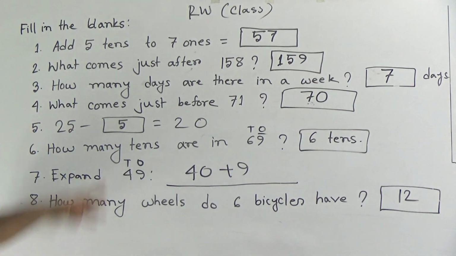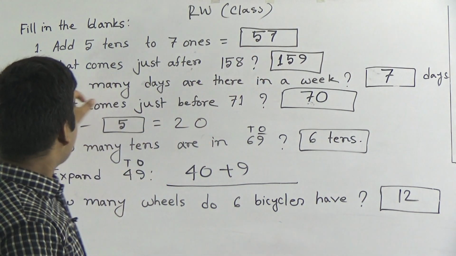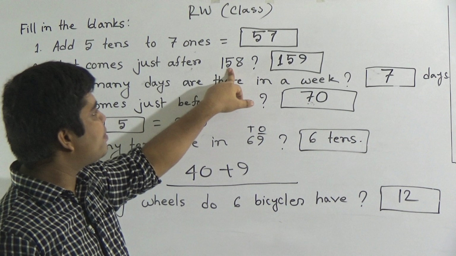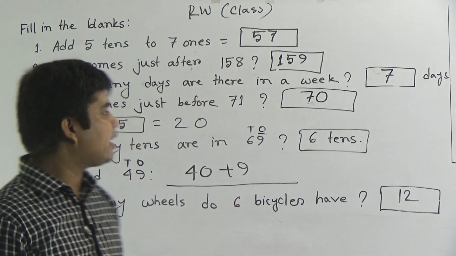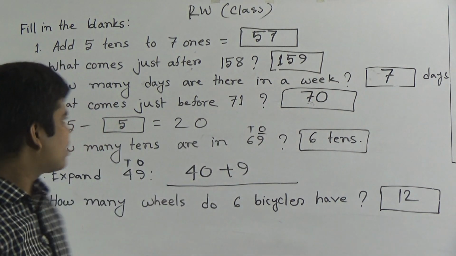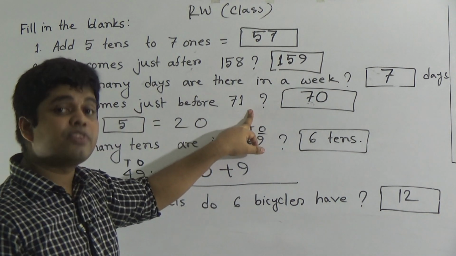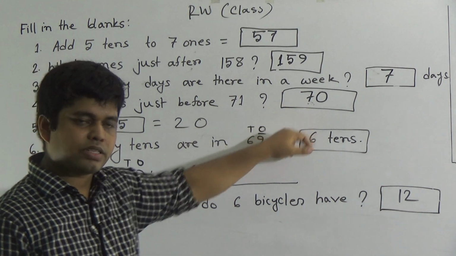I repeat these questions again. Add 5 tens to 7 ones, it will be 57. What comes just after 158? Then it will be 159. How many days are there in a week? It will be 7 days. Question number 4. What comes just before 71? That means the previous number, and that will be 70.